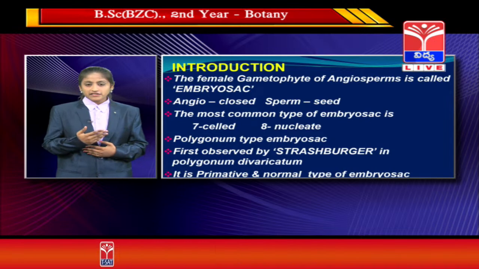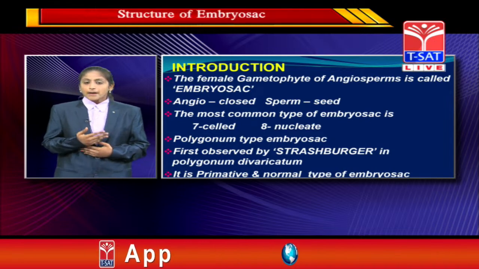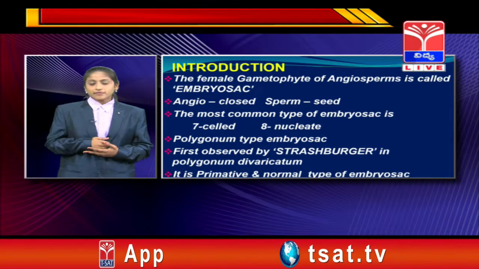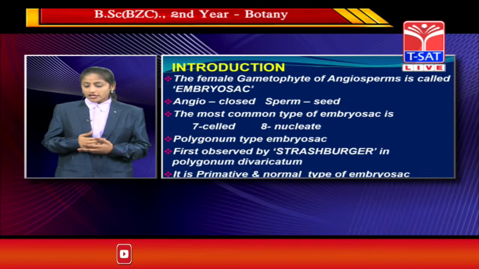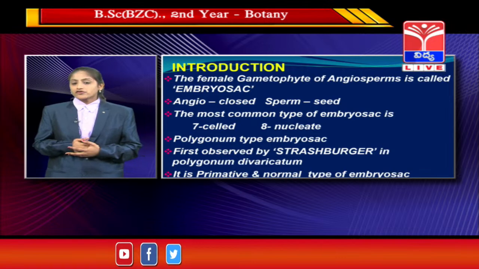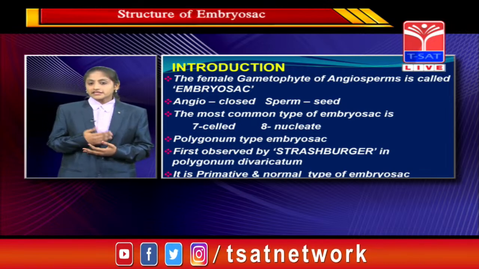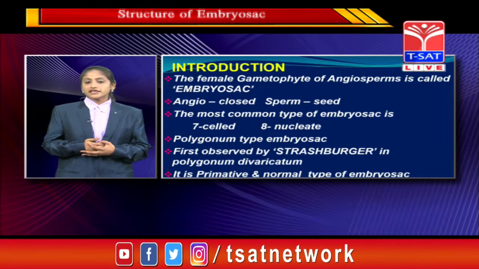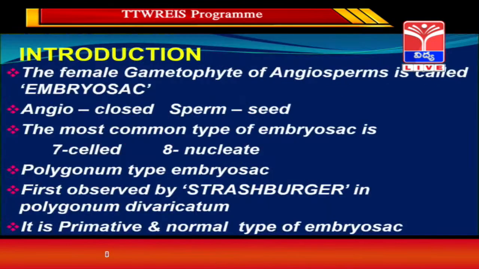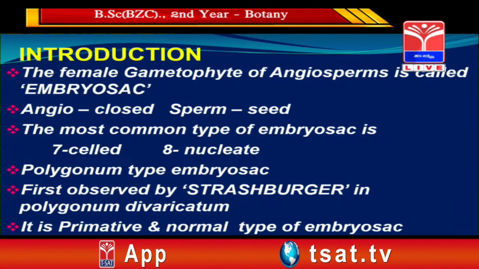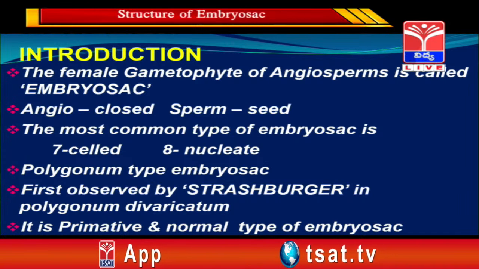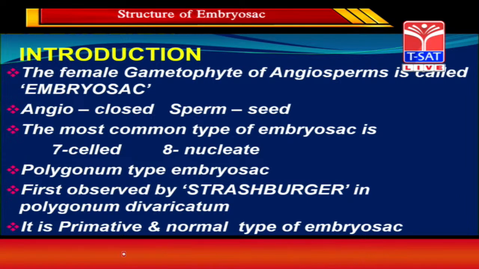Why is it called a 7-celled and 8-nucleated structure? Because as we see in the diagram of embryo sac, there is an upper part and a lower part. The upper part, the micropylar end, has 3 cells, and the lower part, the chalazal end, has 3 cells, and in the middle 1 cell is present. So 3 plus 1 plus 3, 7 cells are present. So it is called 7-celled embryo sac.